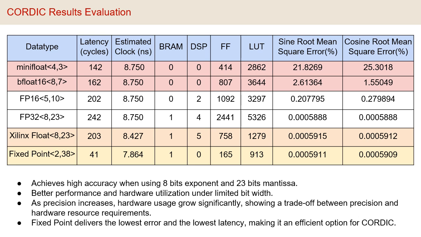Second, formats with limited bit widths, such as bfloat, demonstrate better performance and hardware utilization, making them ideal for resource-constrained scenarios. Third, as precision increases, hardware usage grows significantly, showing a clear trade-off between precision and resource requirements. Finally, fixed point stands out by delivering the lowest error and latency, making it an efficient and reliable choice for CORDIC computation where accuracy and speed are critical.